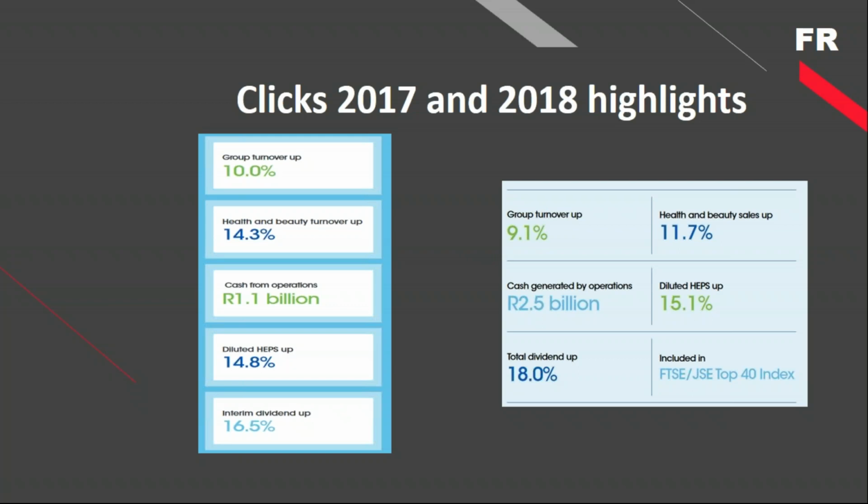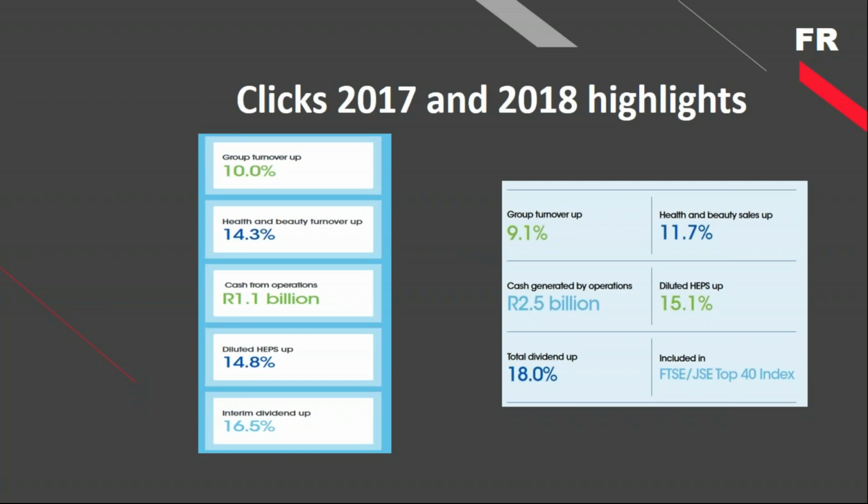So on the left, let's take a look at group turnover. In 2017, it was up 10%. Health and beauty turnover was up 14.3%, and cash from operations was 1.1 billion rand. Diluted headline earnings per share were up 14.8%, and the interim dividend was up 16.5%. All very good numbers. If I'm a shareholder looking at that 2017 snippet, that would make me happy.